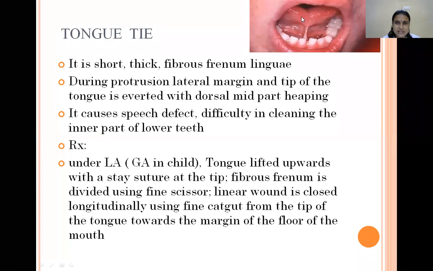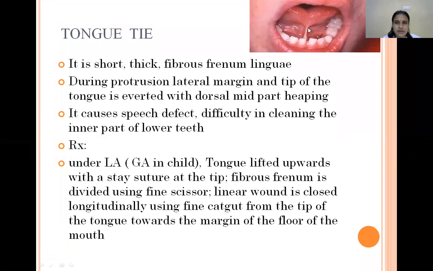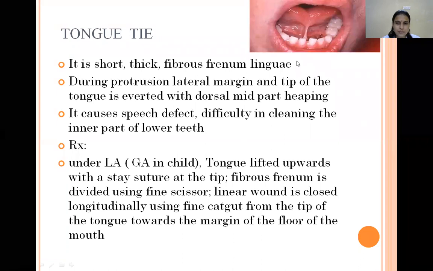So what are the difficulties in tongue tie? Obviously you need tongue articulation for proper speech production, so there will be difficulty in speech. There is also difficulty in cleaning the inner part of the lower teeth. The inner part of the lower teeth is not properly exposed because of this tongue tie, that is, the frenulum pulling the tongue below, so there is difficulty in cleaning.